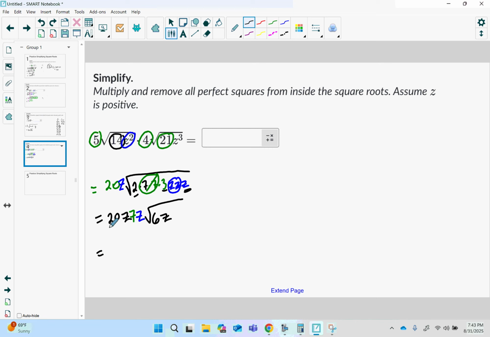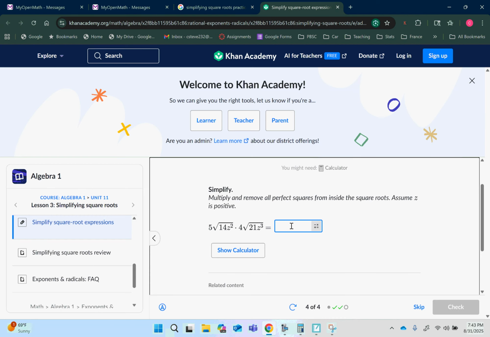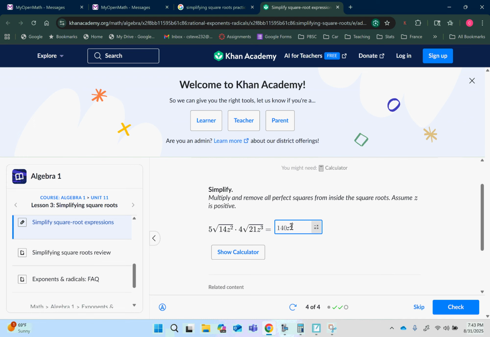And we can simplify what's on the outside of the radical, so it's a lot nicer looking. So we have 20 times 7, so that would be 140. And then z times z is z squared. So this should be our final answer because we've simplified everything we can. Right? 140z squared times the square root of 6z.